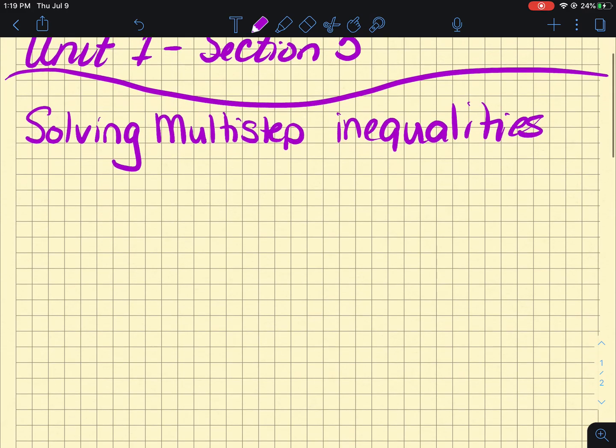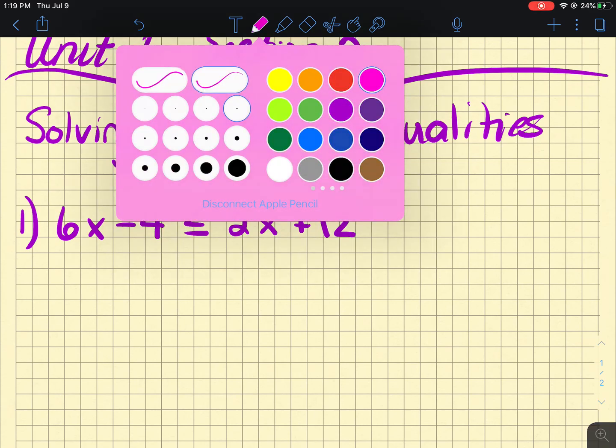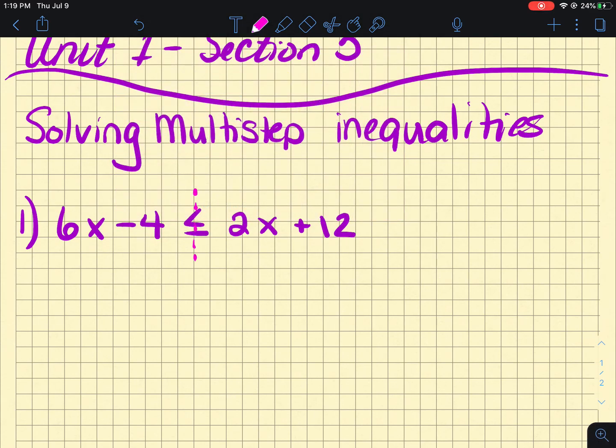All right, so number 1 is 6x minus 4 is less than or equal to 2x plus 12. To remind myself that I'm dealing with an inequality, instead of drawing a line down, I'm going to do a dotted line to remind myself, okay? I'm still going to go through those steps that I taught you in section 4.